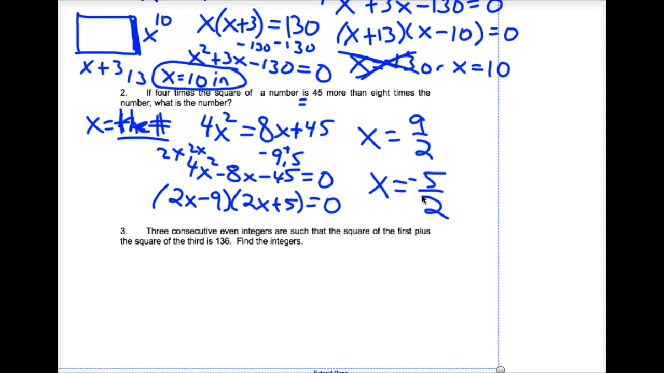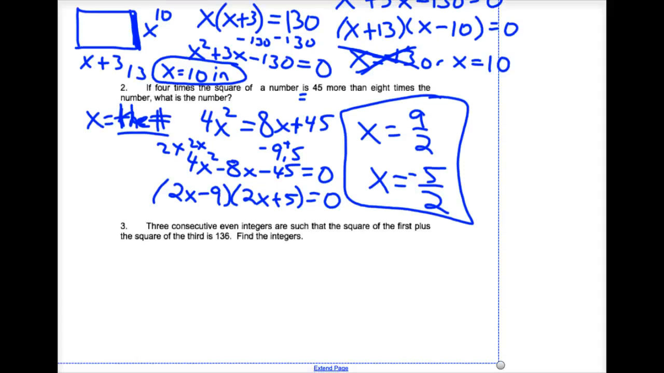And in these number problems, there's no extraneous solution. Both of them work. You don't have to check them. On number problems, the answers you get should work. If you want to check them, you'd have to plug it back in for x and do a whole bunch of math. So, not doing that.